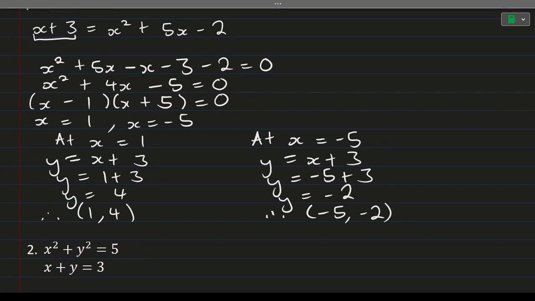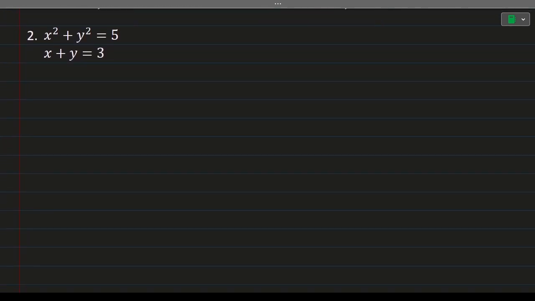Now let's move on to question number 2. So the quadratic is x squared plus y squared is equal to 5, and the linear equation is x plus y equals 3. So let's start by making x the subject of the formula in the linear equation. So that would be x is equal to 3 minus y. Now let's substitute the x in the quadratic with 3 minus y. So it would become (3 minus y) squared plus y squared is equal to 5.